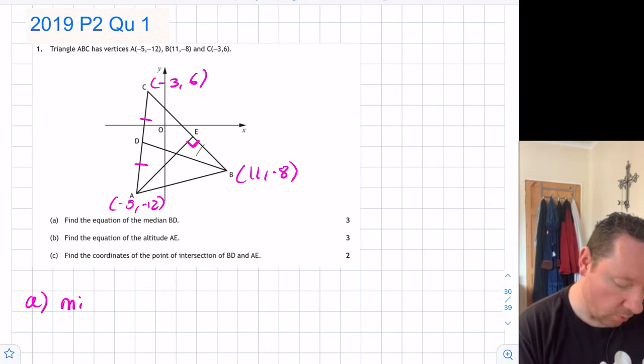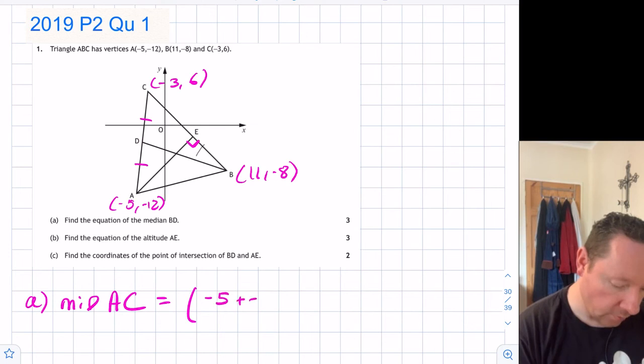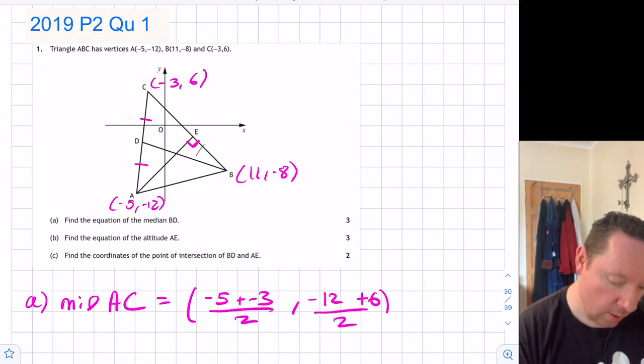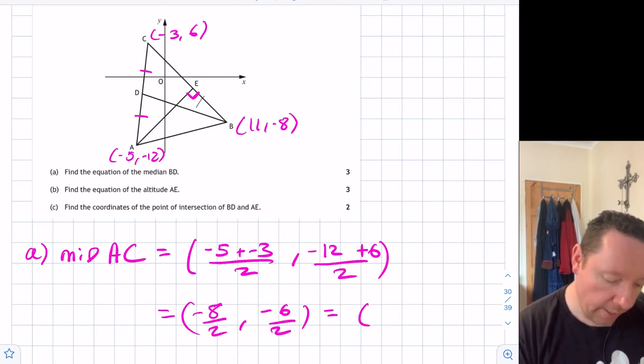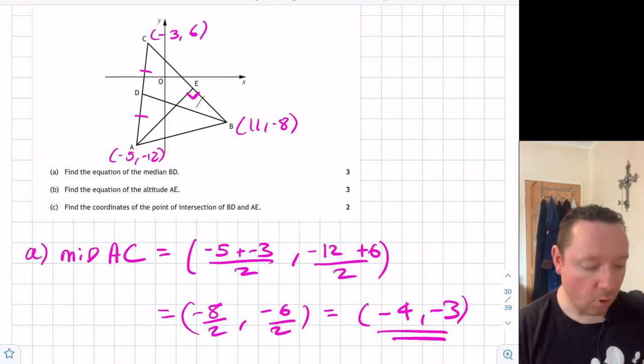So the midpoint of AC is equal to (-5 plus -3) divided by 2 and (-12 plus 6) divided by 2. That's -8 over 2, and it's -6 over 2, which is equal to (-4, -3). There's our key point. We've got our midpoint.